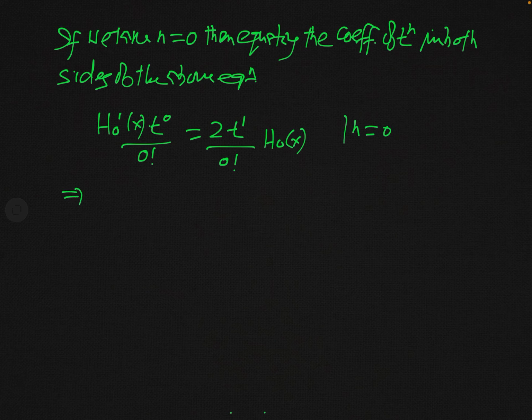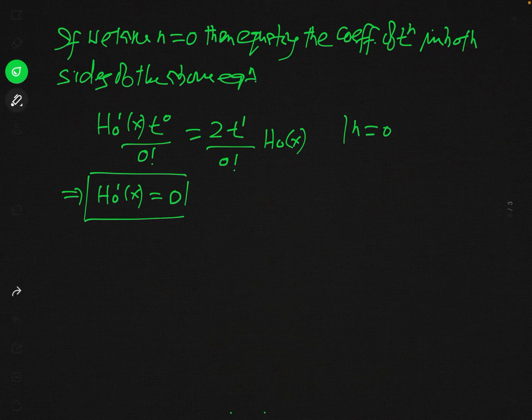It means that when we will equate the coefficient of t raised to the power 0 in LHS and in RHS, then in LHS it is H0 prime of x, but since no such term is present in RHS, so in the RHS the coefficient of t raised to the power 0 will be simply equal to 0. So this is the result which we have also to prove, as you have seen earlier in the statement.